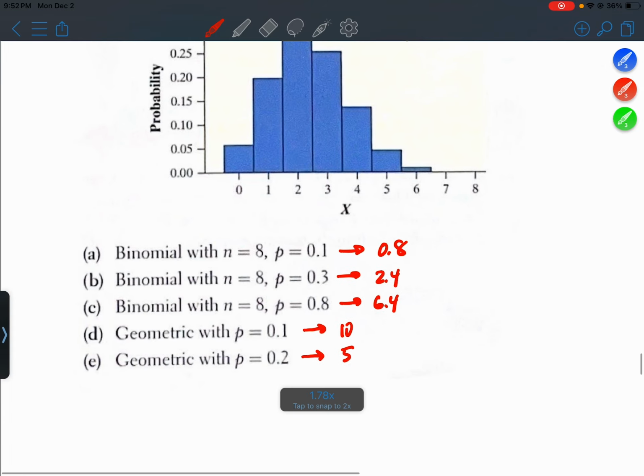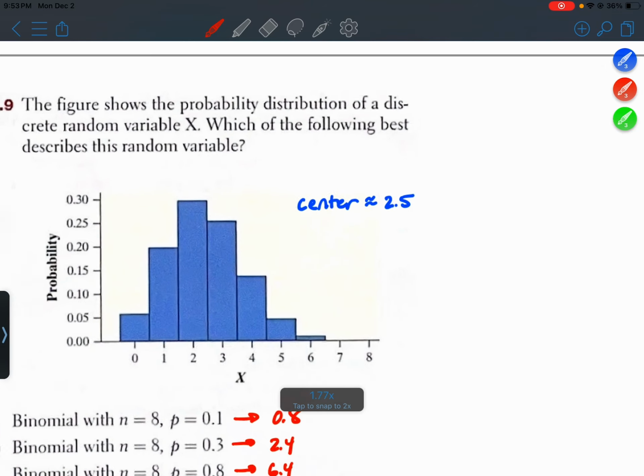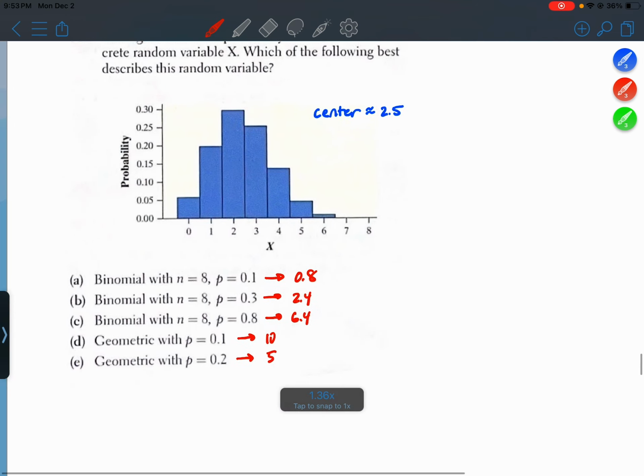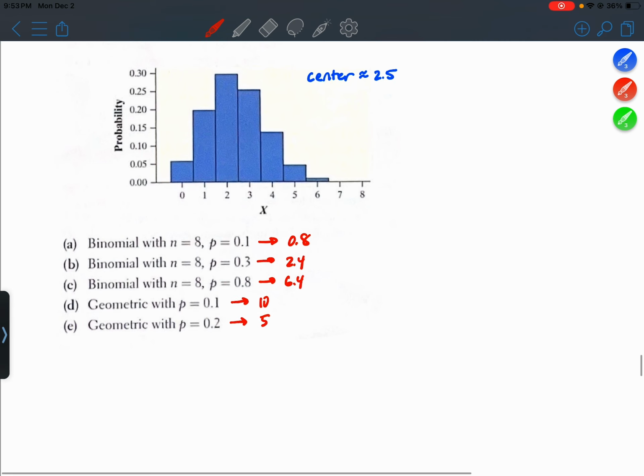Okay. So remember, before we even looked at the answer choices, we just looked at the distribution, SOCV'd it, and we said the center would be around 2.5. Looking at the answer choices, the only choice that produces a mean close to what we saw the center was is B.